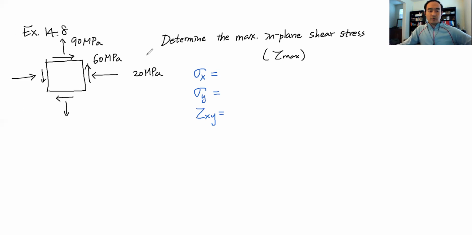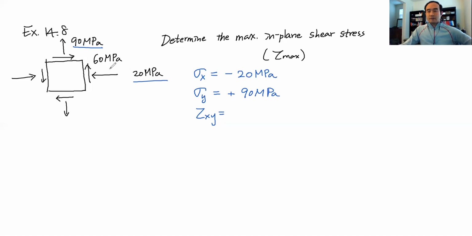So sigma x, that is the normal stress along the horizontal direction, which is 20 megapascal in magnitude, but it is a compressive stress. So I would say sigma x is going to be negative 20 megapascal. Sigma y, that's the stress along the vertical axis, and we have 90 megapascal. It is a tensile stress, so it's going to be positive 90 megapascal. To have the right sign, the positive or negative, especially for tau xy, is very important because when you miss that sign, you will have a totally different answer.